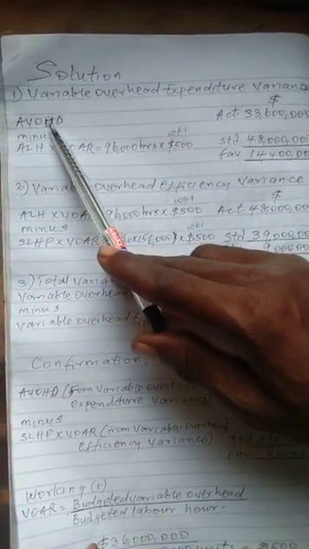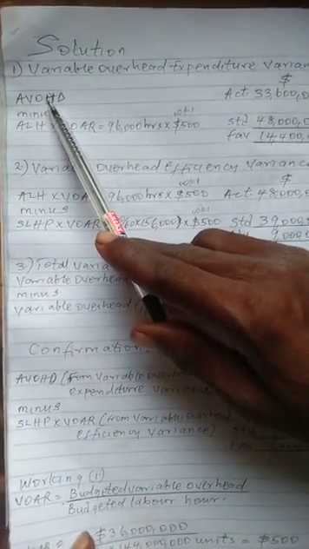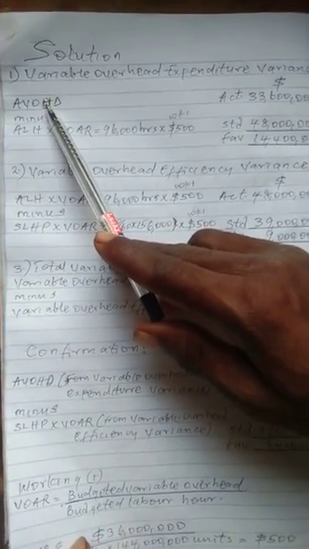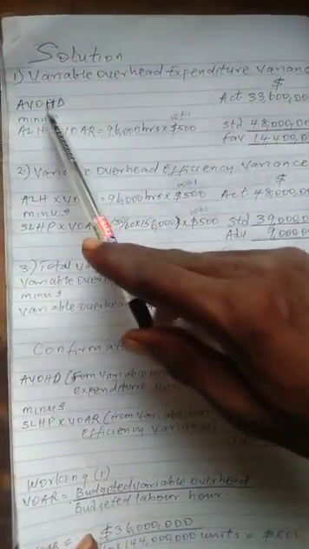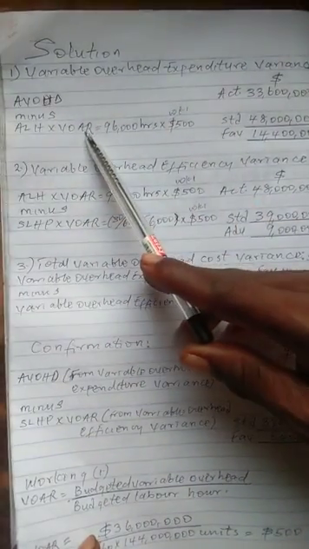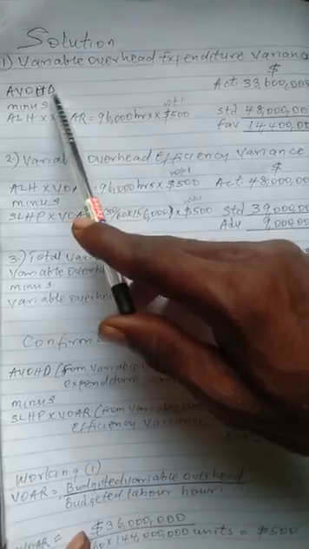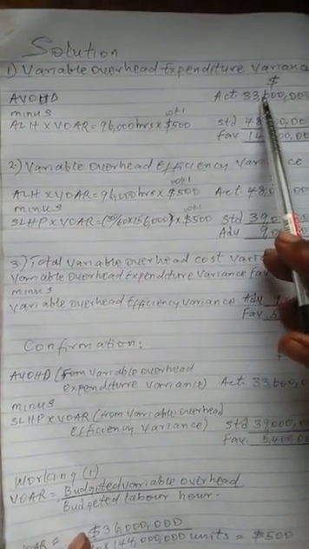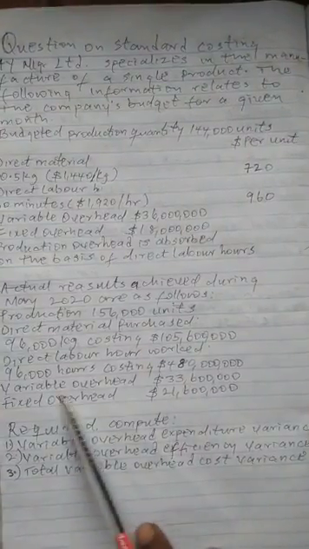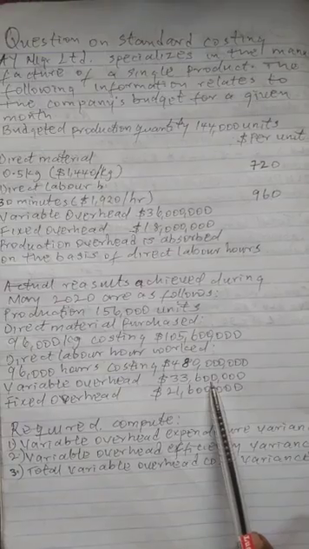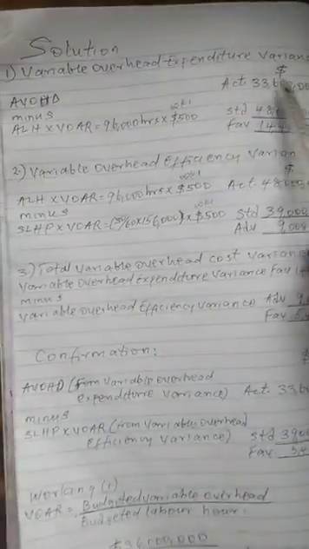Actual variable overhead. Like I told you, when you're talking about overhead cost, it has to be in total value. You don't need to calculate it when you're talking about overhead, except you want to use variable overhead absorption variance to calculate it. But in this formula, actual variable overhead is 33,600,000. Look at this in the question. 33 million, that is the actual value of the variable overhead. You pick it, bring it here.